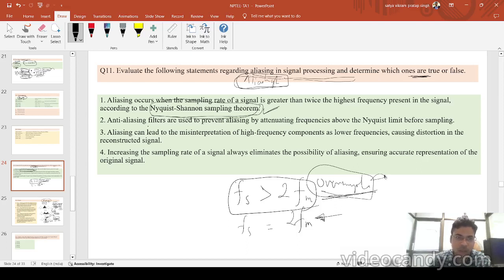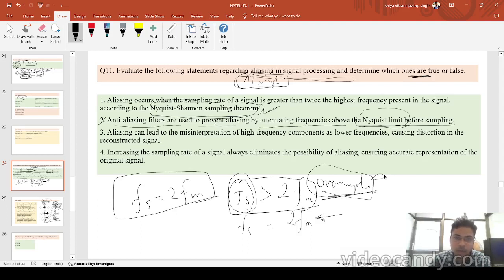In the second option, anti-aliasing filters are used to prevent aliasing by attenuating frequencies above the Nyquist limit before sampling. That is actually correct, because what is the Nyquist limit? Fs equal to 2 FM is your Nyquist limit. But how do you prevent aliasing?